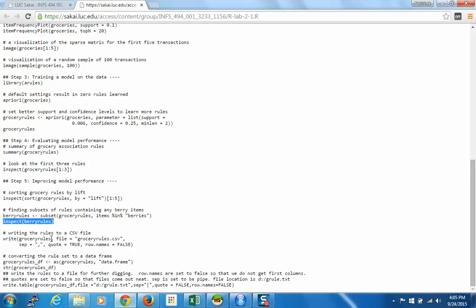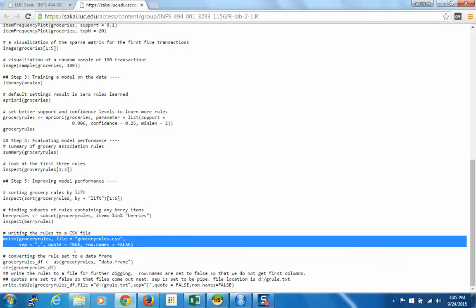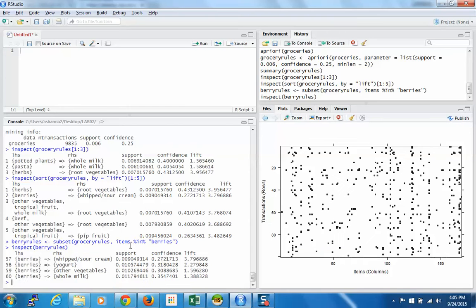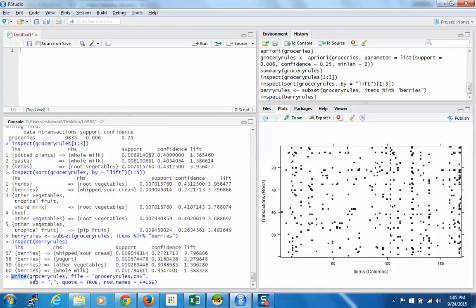Okay. Now, one of the last things that we did in the class was to write this grocery rule into a file so that we could play with that later on. So for that, we have this command called write. So you write the grocery rule variable into a file called grocery rules.csv. This grocery rules.csv will be created in the working directory that we set in the set working directory command. And this file will be separated by comma, of course, since it's a CSV, because CSV stands for comma separated value. And the quotes will be true, there'll be quotes around, and the row name will be false.